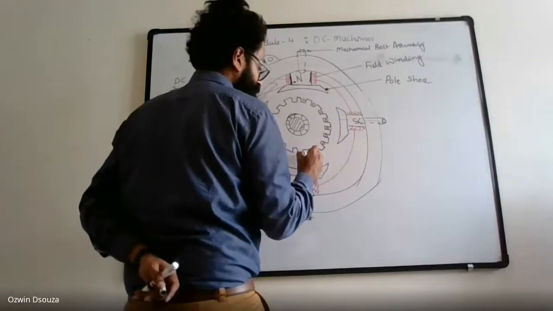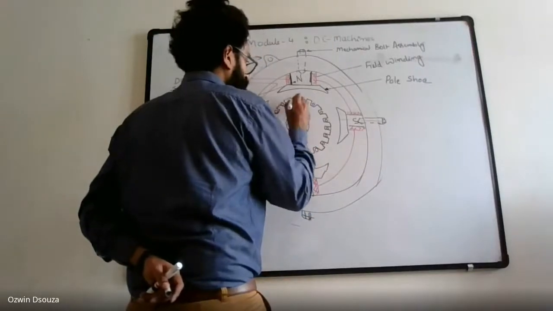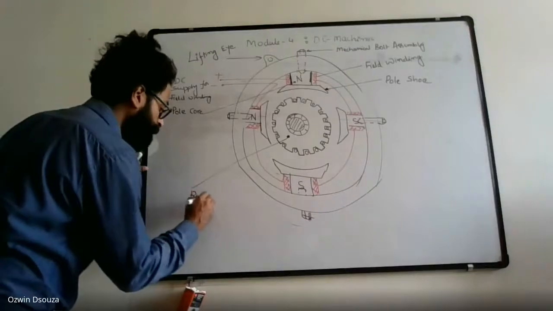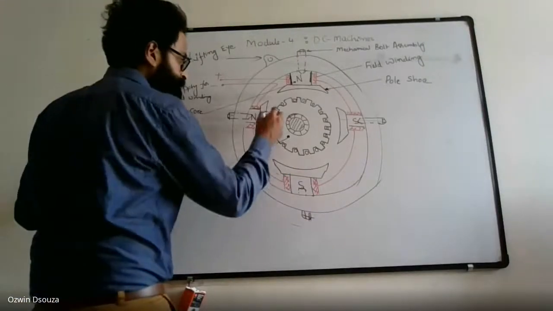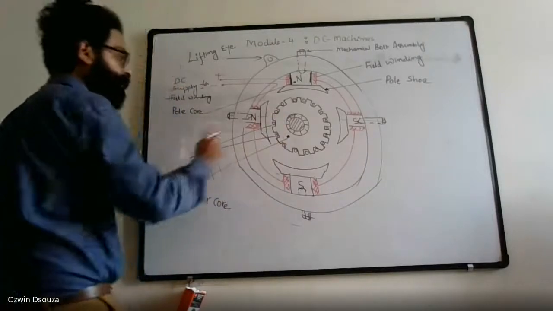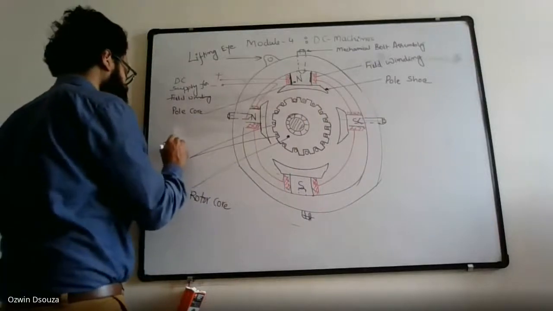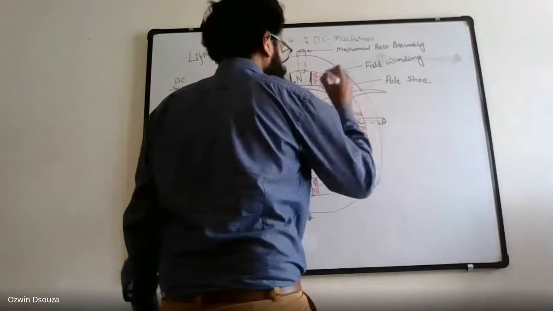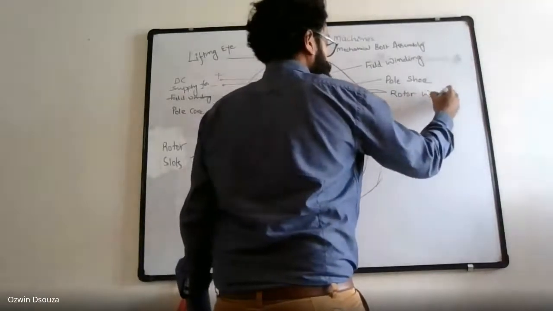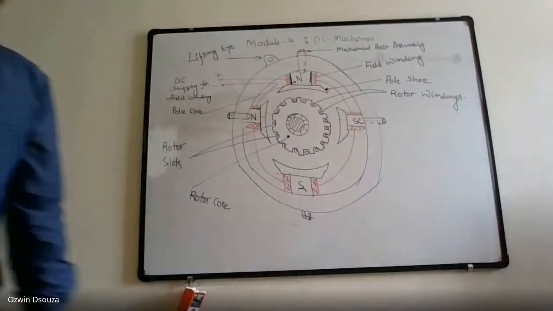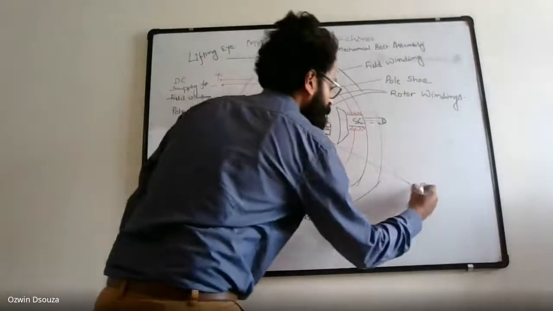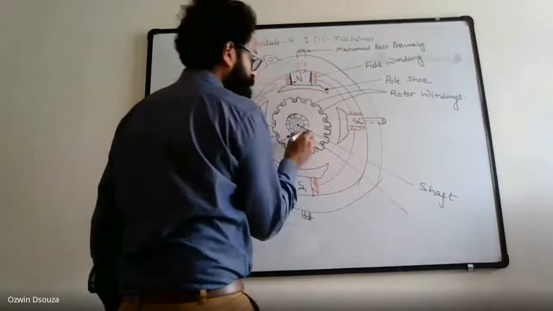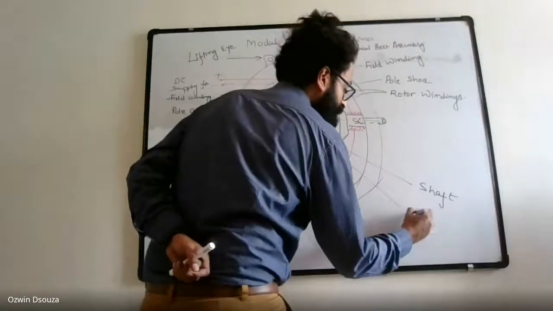Okay. So within these slots, you can find the conductors. Okay. So let's mark. So the inner part is called as rotor core, and the openings found in the outer surface of the rotor core are called as rotor slots, and the conductors found within these slots are called as rotor windings. Rotor windings. And the center part is called as shaft, and the part which is next to the shaft is called as commutator.